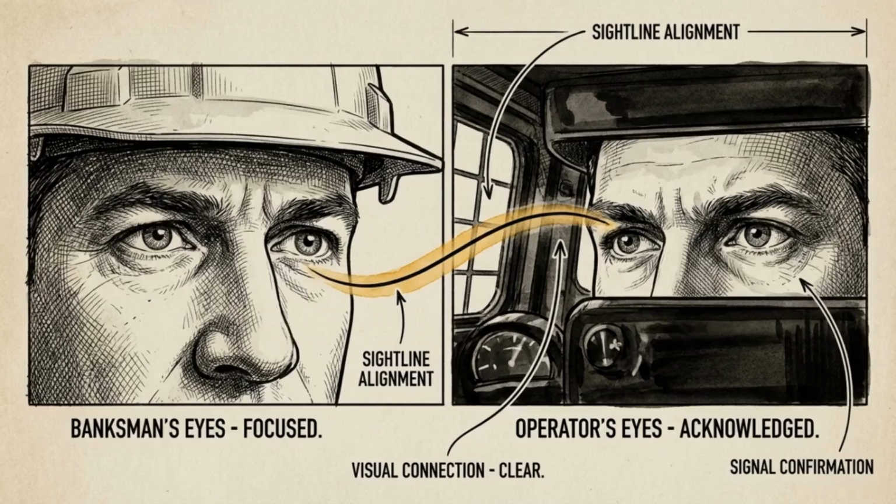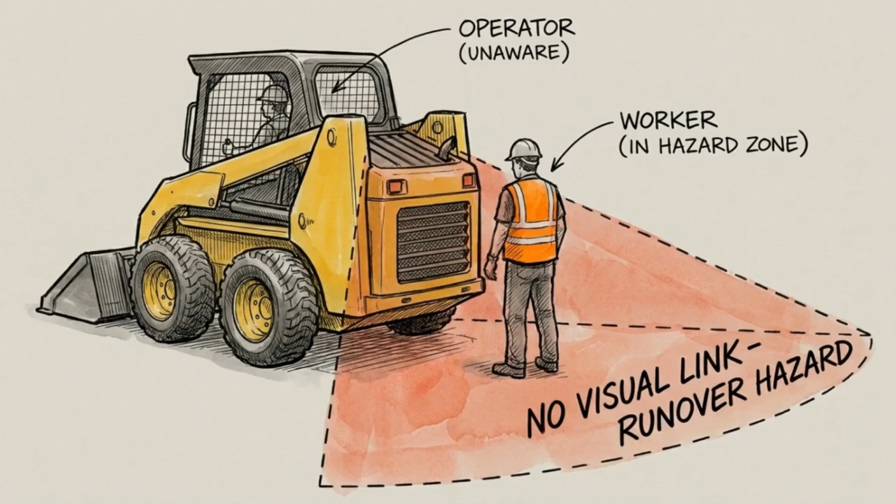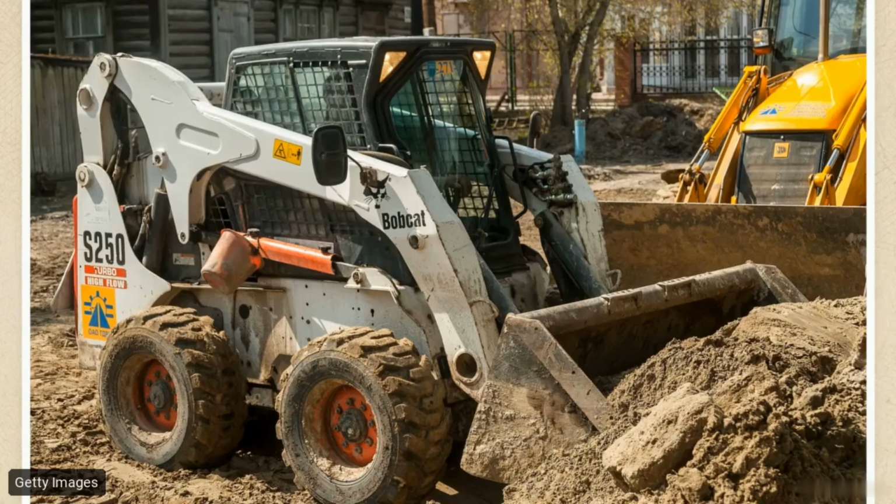The banksman serves as the operator's external eyes. Losing that visual link often leads directly to a fatal incident. The machine is now safely off the trailer, the operator is secure, and ground communication established.